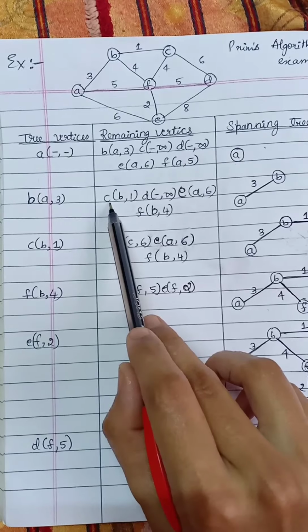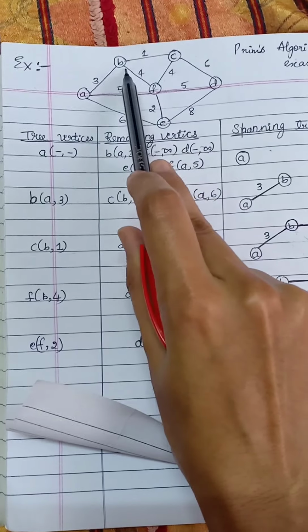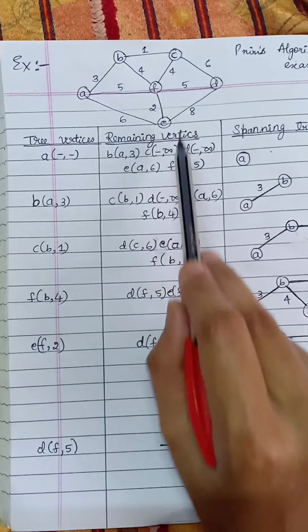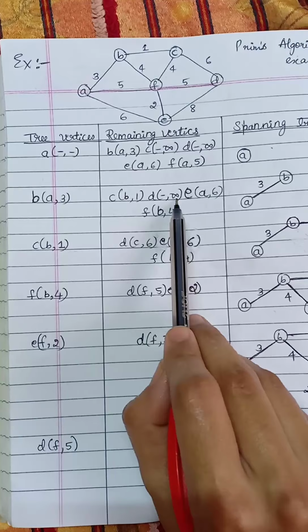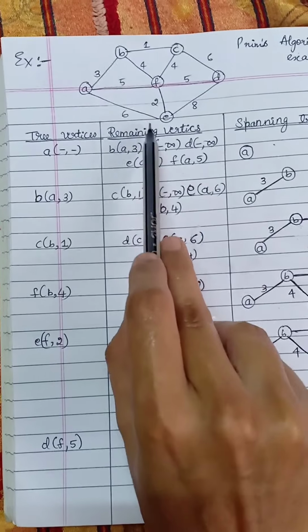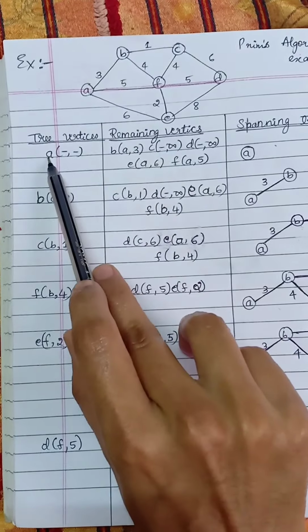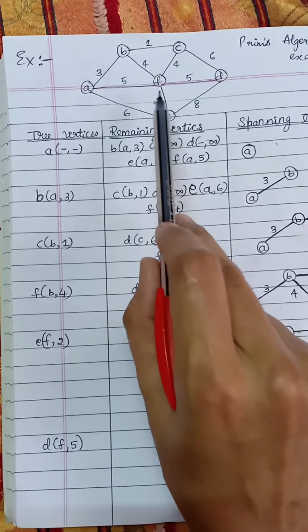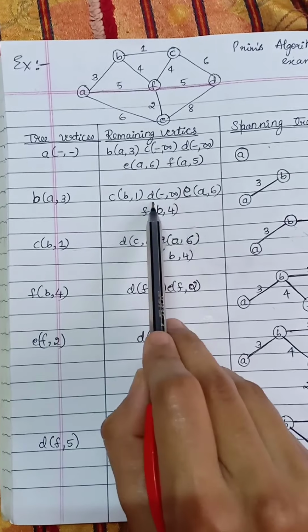From C to B you have an edge and the cost is 1. From D to B, you don't have a direct connection, so again it will be nil and infinity. From E, you don't have a direct connection to B, but you have a direct connection to A, and you have to consider that because A is already selected. So you write E of A, 6. And from F you have a direct connection to B. So these are the remaining vertices.